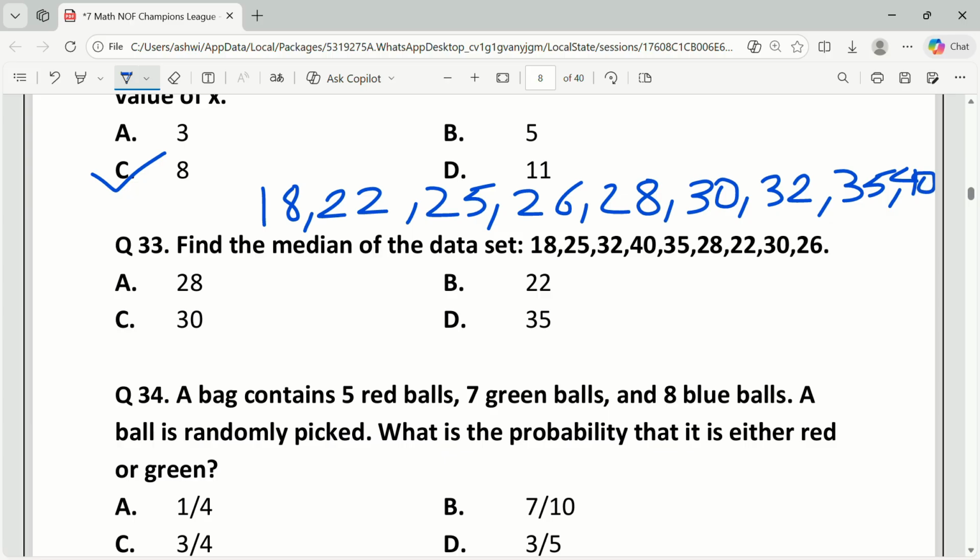Now, there are 9 data points in the set. For an odd number of data points, the median is the middle value in the ordered set. The middle value is the fifth number in the sequence. The fifth number in sequence is 28. Hence, the answer is A, 28.